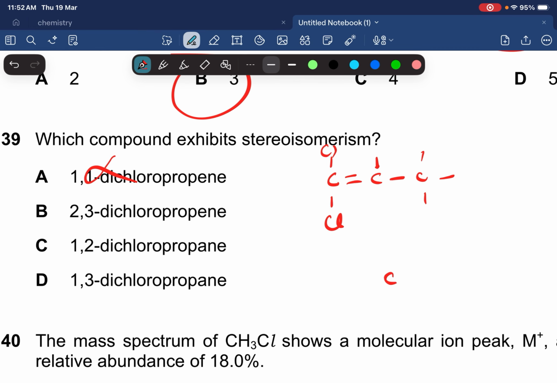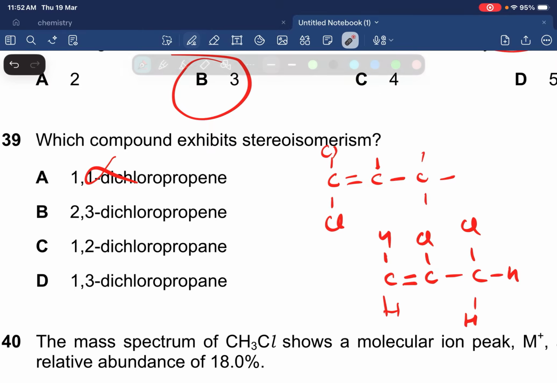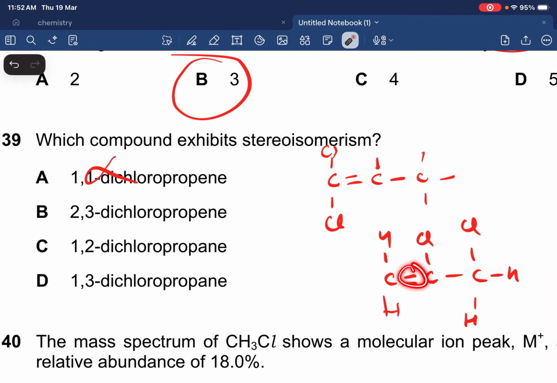2,3-dichloropropene. If I look here, I have no chiral carbon. This carbon is attached to two hydrogens, so there's no chiral carbon, and the double bonded carbon has two hydrogens attached to it, so no.